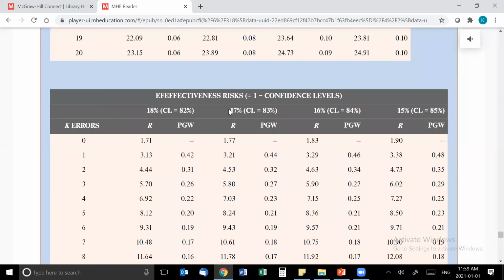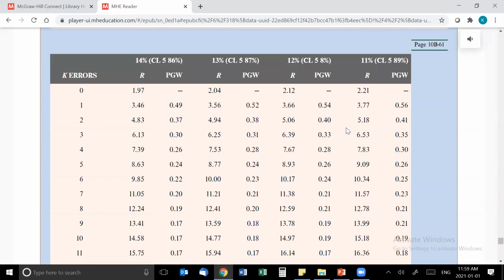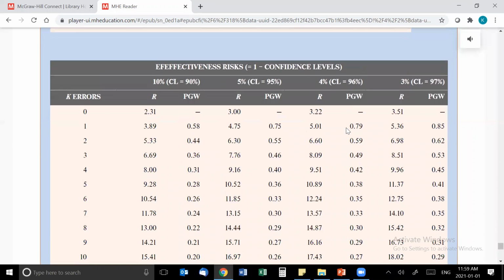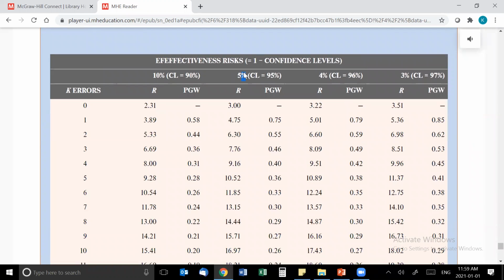Okay, so this is 18%, 17%. We want to find 5%. So here our effectiveness risk is 5%, which makes our confidence level 1 minus 5%, which makes it 95%. So we'd have to look at this column. Sorry, we want to look at this column to figure out how much of a sample size to choose.